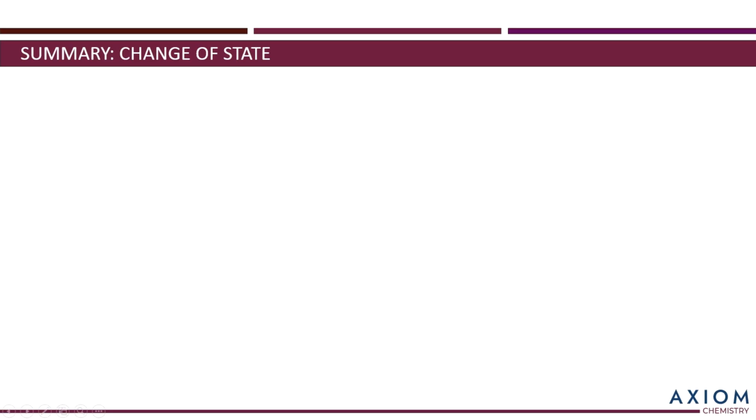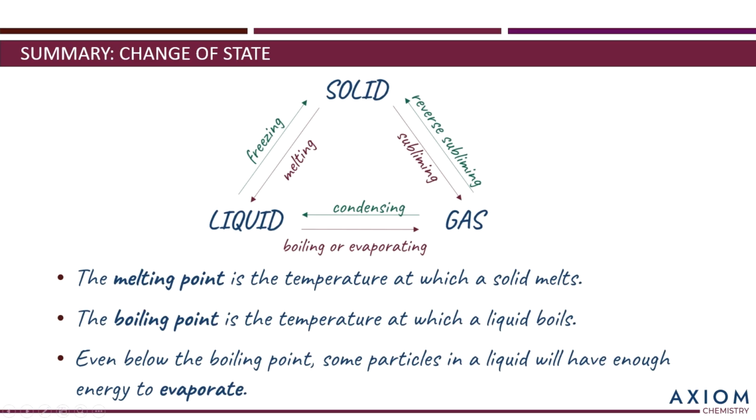Okay, as ever, here is a summary of what we've discussed in this video. The diagram shows the physical processes which connect the solid, liquid and gaseous states. We've also seen that the melting point is the temperature at which a solid melts, and the boiling point is the temperature at which a liquid boils. And finally, we've seen that even below the boiling point, some particles in a liquid will have enough energy to evaporate.